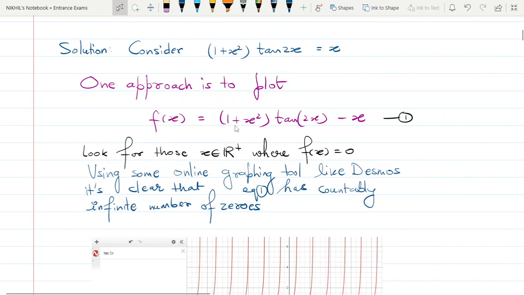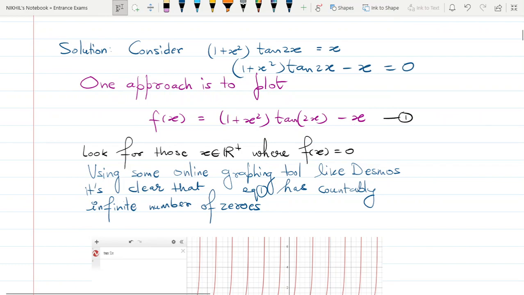In our first approach, I'm looking for the solutions of this equation, which is the same as finding the zeros of this function. If you take this x to the left, it will become 1 plus x squared times tan 2x minus x equals 0. So it is equivalent to finding those x which satisfy this. I'm writing this f(x) equals this one.